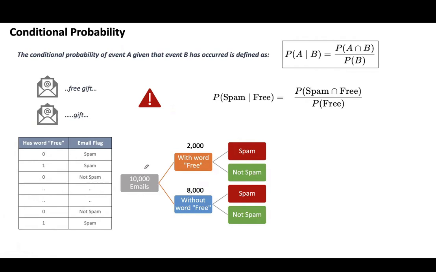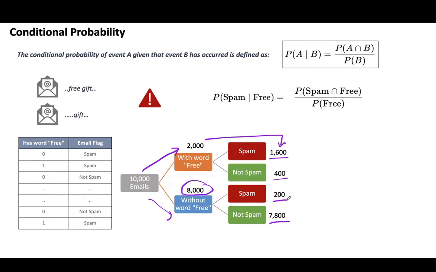This number 10,000 gets broken down into 2,000 and 8,000. Then, when we identify the emails as spam or not spam, we get these numbers also. Out of these 2,000 emails, 1,600 were identified as spam, which had the word free, and 400 emails were identified as not spam. Again, these emails did have the word free. Of the 8,000 emails which did not have the word free in them, 200 turned out to be spam emails and the remaining 7,800 turned out to be not spam.